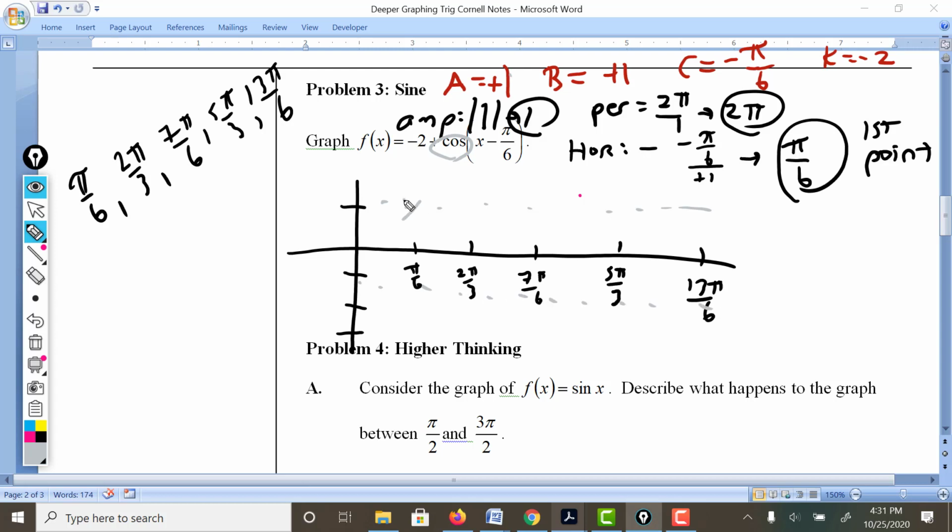It's a positive cosine and the amplitude is 1. So here would be the first point, second, third, fourth, fifth, and connect them. However, we do have this shift, so I have to drop all these down by 2: 1, 2, 1, 2, 1, 2.